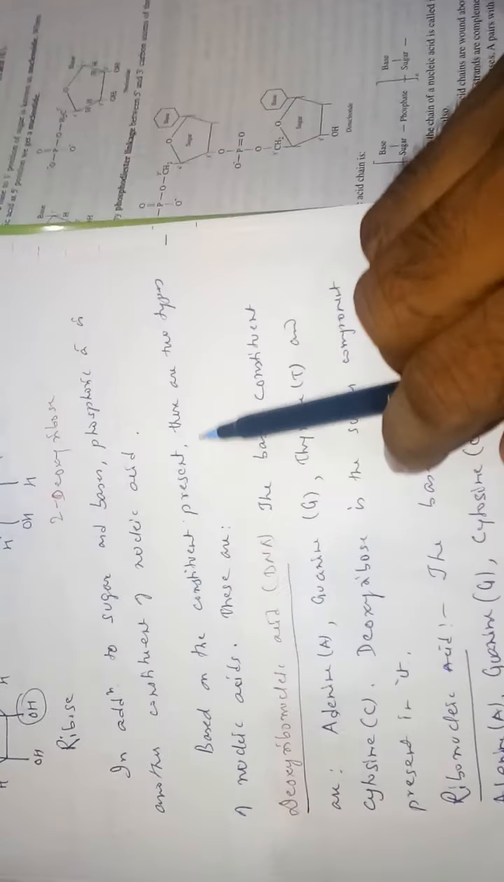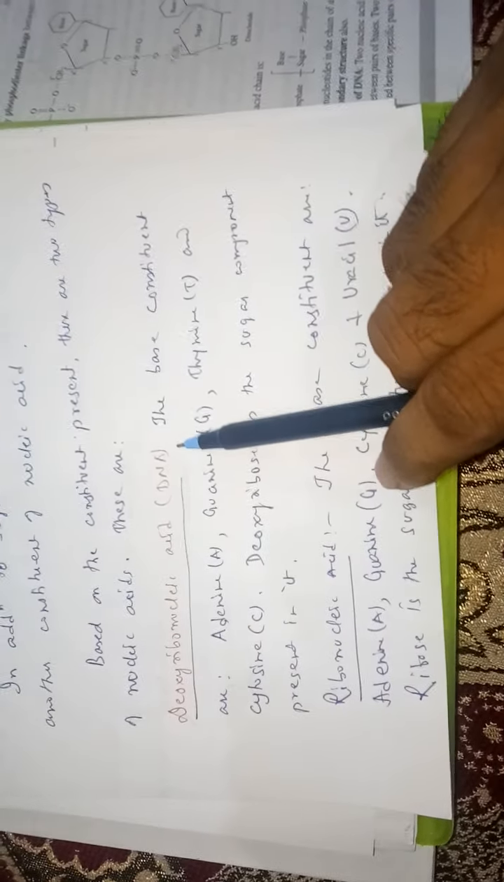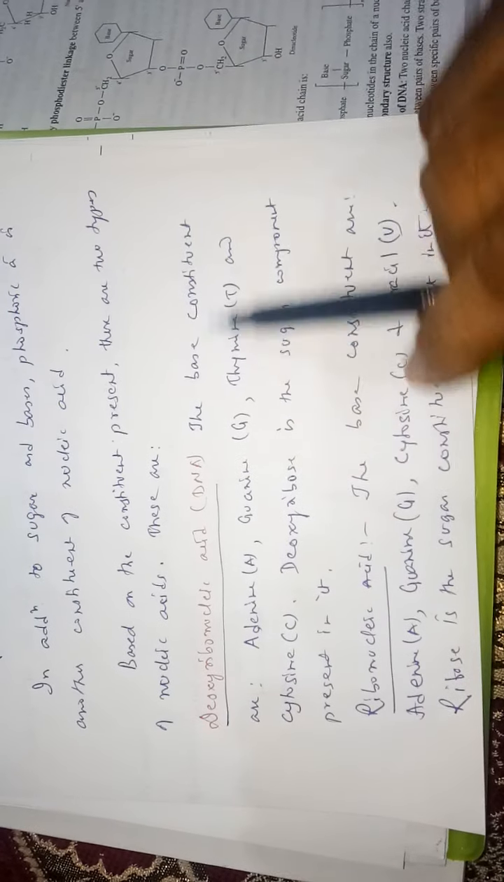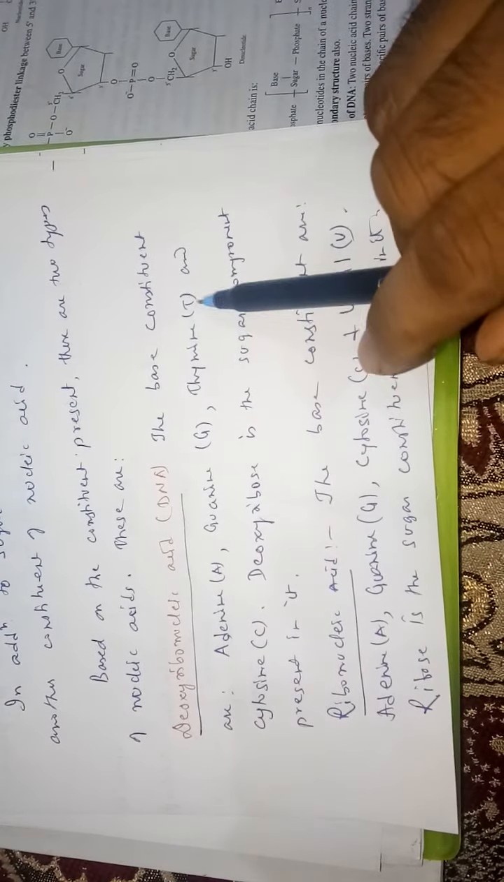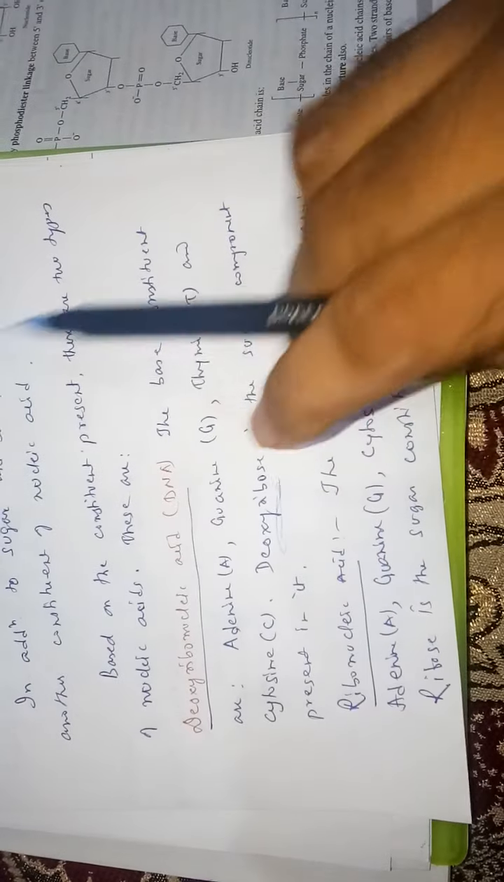Based on the constituents present, there are two types of nucleic acid. These are deoxyribonucleic acid, which contains 4 bases: adenine, guanine, thymine, cytosine, and deoxyribose. So these are the constituents. From that deoxyribose the word DNA comes.